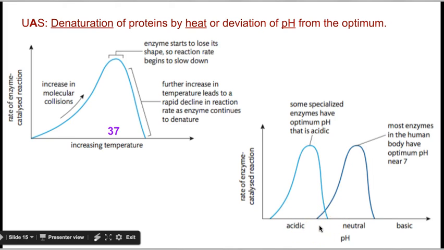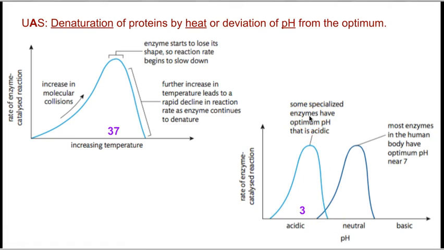Now what we're looking at here is we might have some specialized enzymes. For example, pepsin in the stomach has an optimum pH that is acidic, so it might be working around a pH of 3. As we approach its optimum, the enzyme starts to work to its peak level, and then once we move beyond that, either side, we start to see the rate of reaction drop off. So this enzyme, pepsin for example, in the stomach would have an ideal pH of 3.